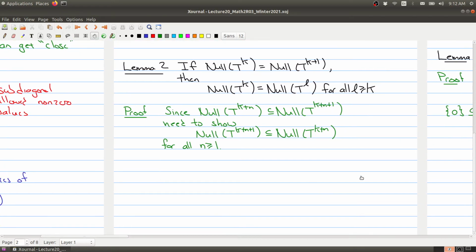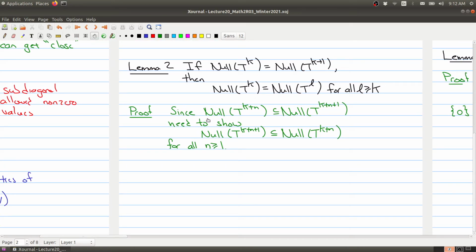Okay, and so let's give a proof of this. This fact follows from the previous lemma, because the null space of T to the k plus n is always contained in the null space of the next power of T. So really we just need to show the reverse inclusion, that if you're in the larger space, you're in this side, for all n bigger than or equal to 1. Okay, so that's our goal. And let's finish the proof.